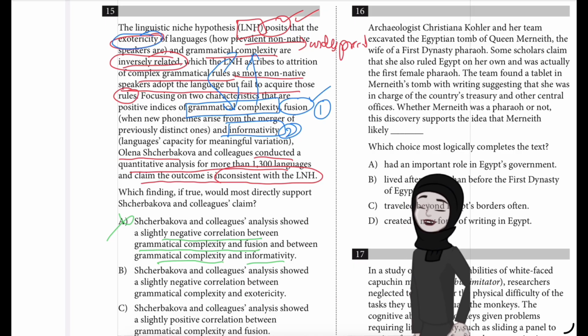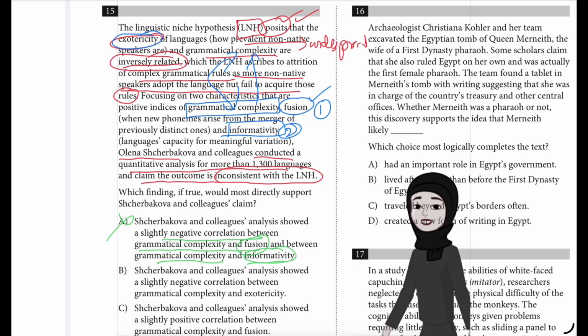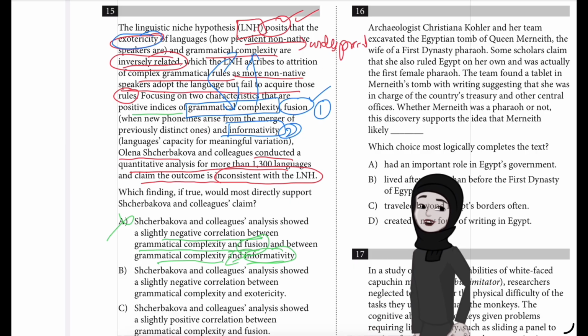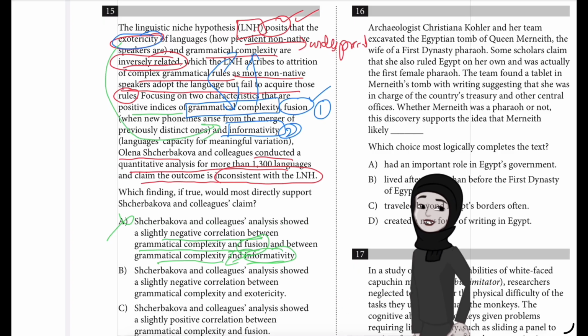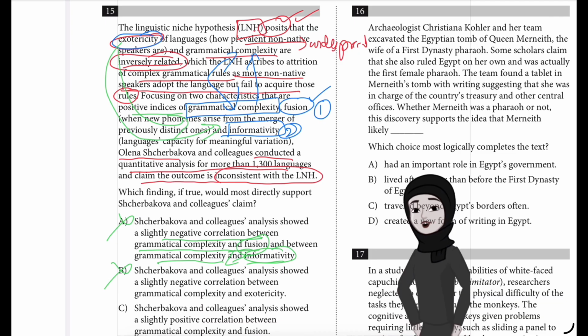But grammatical complexity, these are the two parts. Fusion and informativity are actually the parts of, or they are the positive indices of, grammatical complexity itself. So it's not showing negative correlation with that. It is showing negative correlation with exotericity, these two things. So this A is not correct. And B is also not correct.